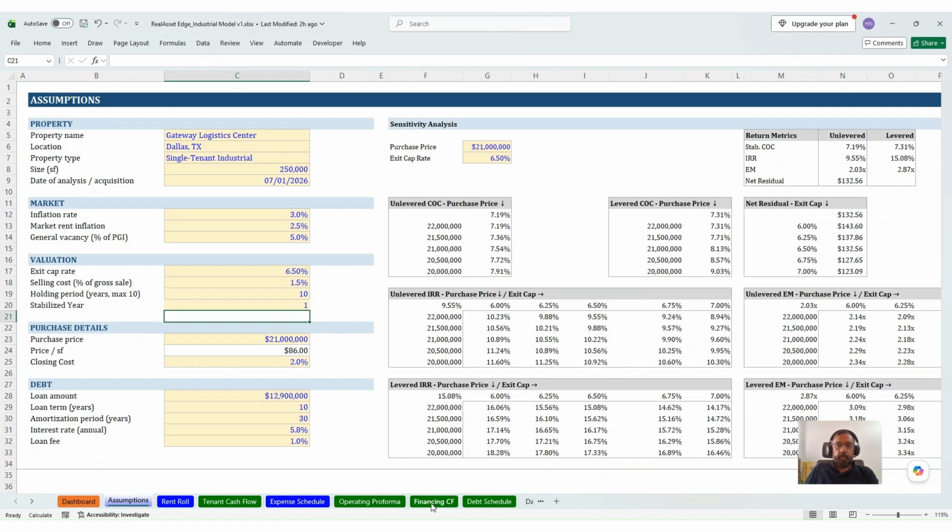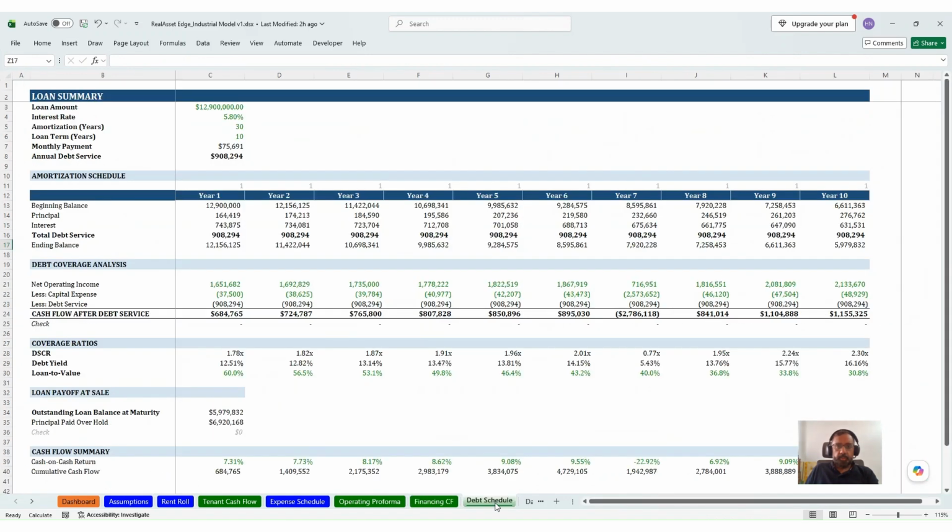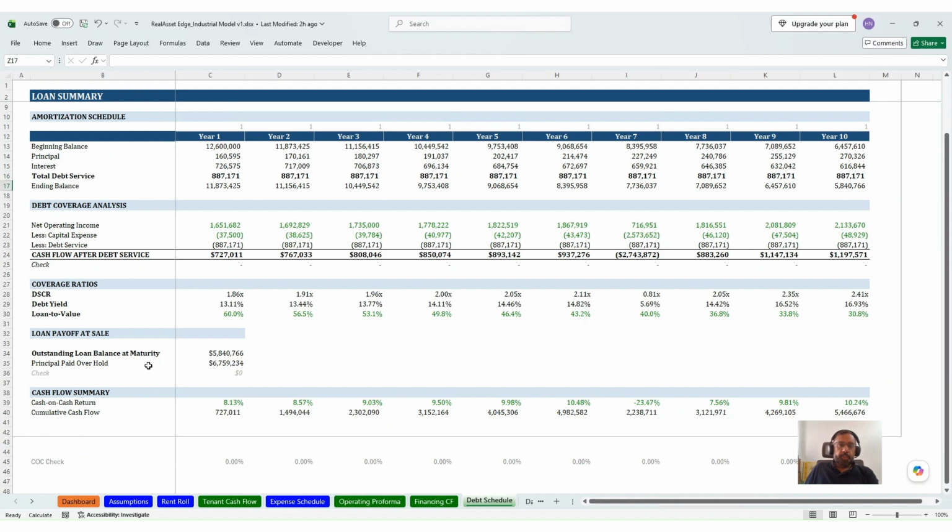Moving ahead, the next tab is a debt schedule. This is a dedicated tab to understand the debt cash flow of the property. You see an amortization schedule on the top, and then calculation of all the debt metrics which are related to DSCR, the debt yield, and loan to value. Here you also see the outstanding loan balance at the maturity of this loan.